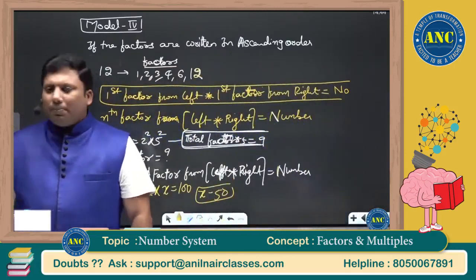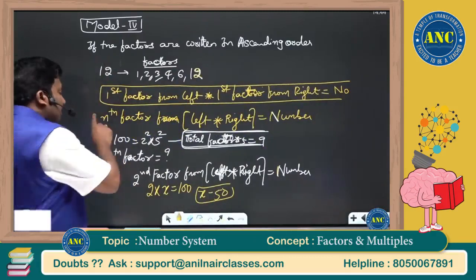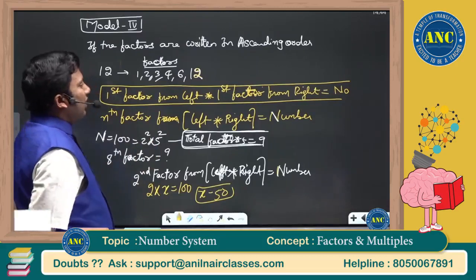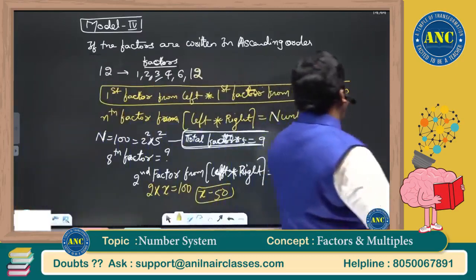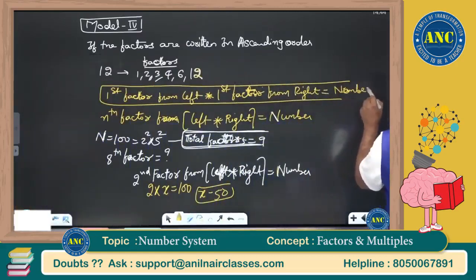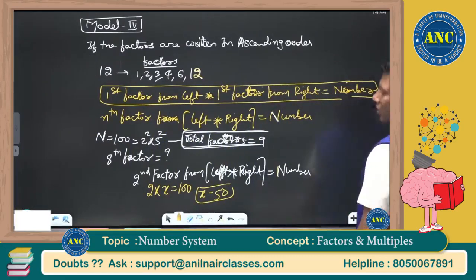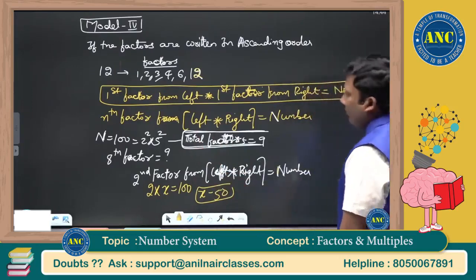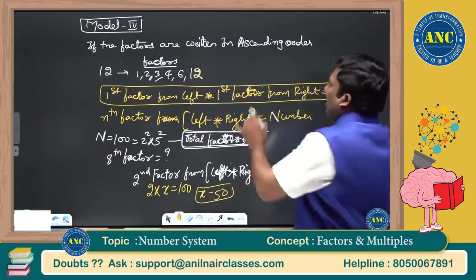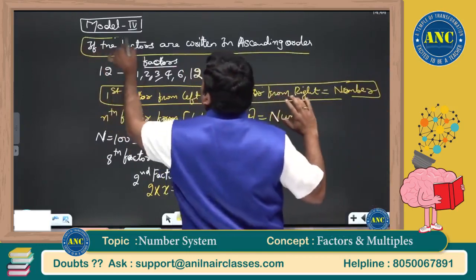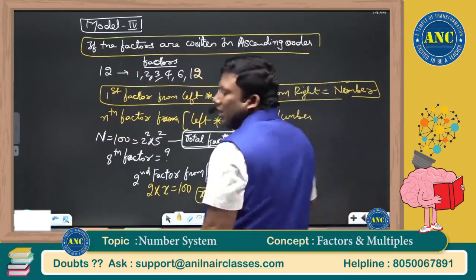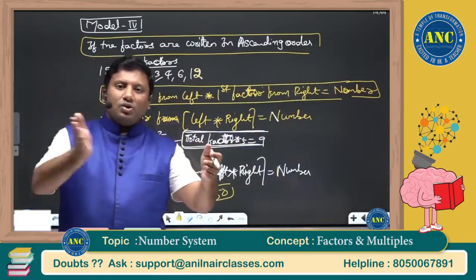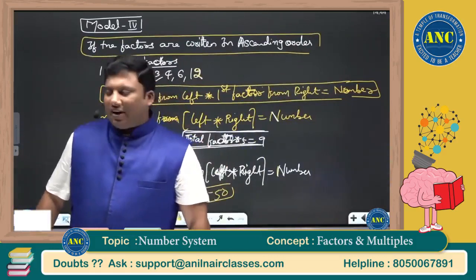Now I'll take some sample exam model questions. Second factor from the left into second factor from the right is equivalent to the number itself. N is the number, sir. So in case the number is large, you can do it very, very easily. This condition is valid if the factors are written in ascending order.